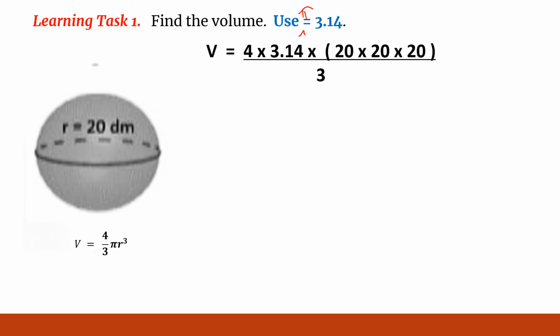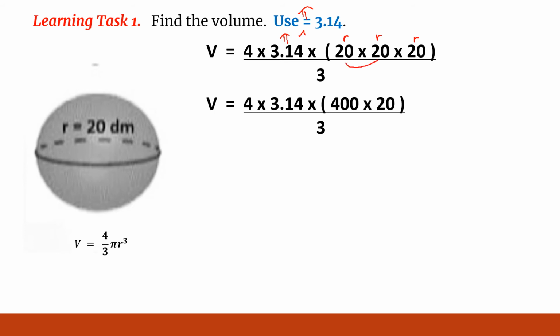In this formula, replace lang natin. Copy 4. Then instead of pi, use 3.14. And then r cubed, since r is 20 decimeters, ay di r, then r, and r all over 3. Kaya itong tatlong r na to, once I multiply, magiging siyang r cubed. Okay? Next, we have 4 times 3.14, kinopya, and then times 400. Saan galing yung 400? It's the product of 20 times 20 here. Okay? Then copy the last 20.